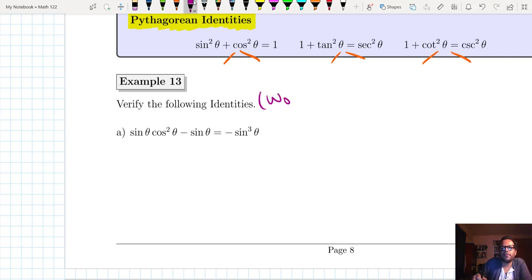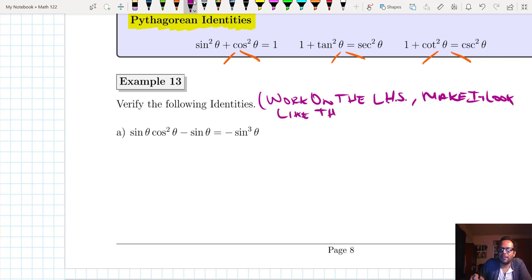Okay, work on the left hand side. I will abbreviate it and make it look like the right hand side. That's the whole spirit of the problem in this case, right? Playing with trigonometric identities and go from one side and make it look like the other, right?